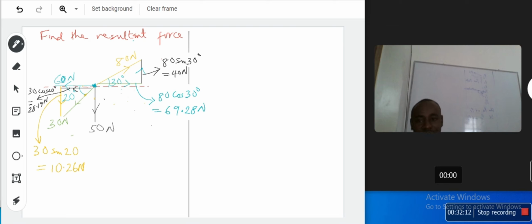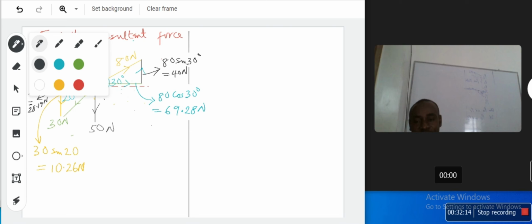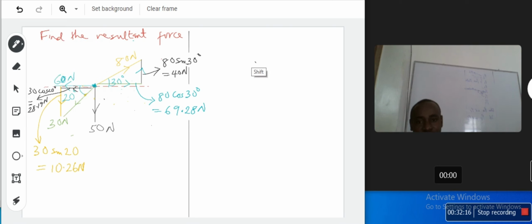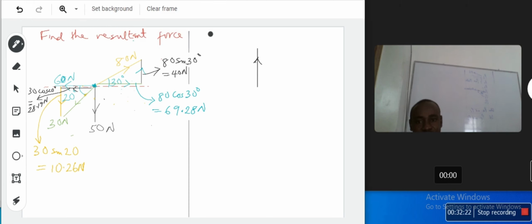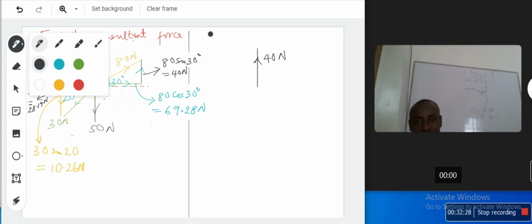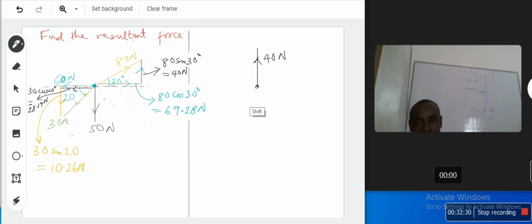I think what we just do is to write out all the forces: the ones going up and the ones going down, and the ones going to the left and the ones going to the right. We have 40 going up. Do we have any other one going up vertically? No. Let's see the ones that are going down. We have 50 going down, the 50 that didn't require resolution.